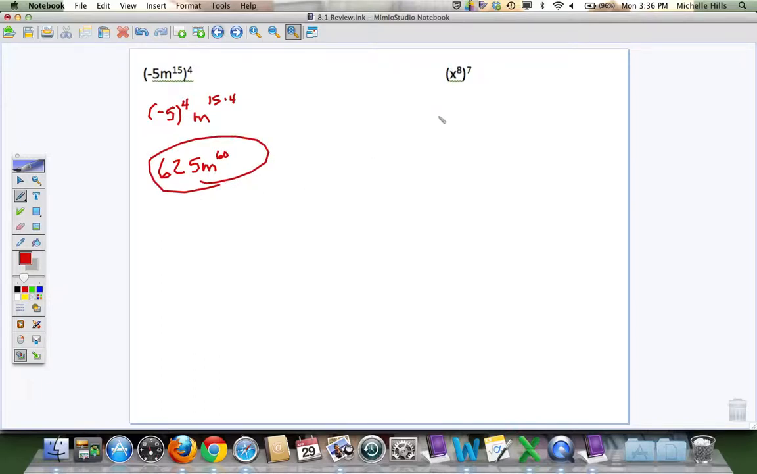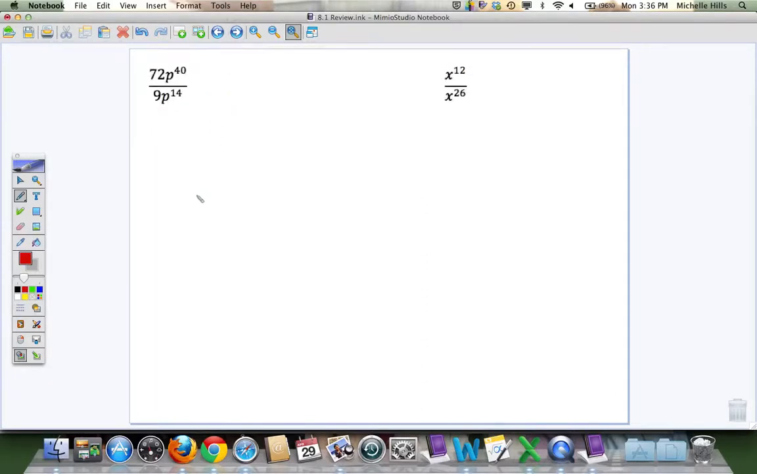And in this case, the coefficient here is just 1, so x to the 8 times 7 gives me x to the 56th power for my answer. The work I am showing is the minimum required work for these problems.